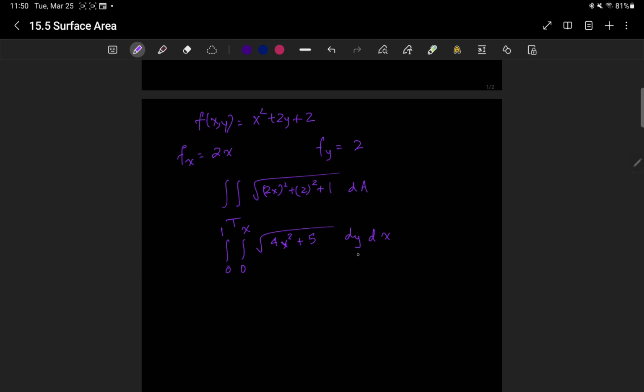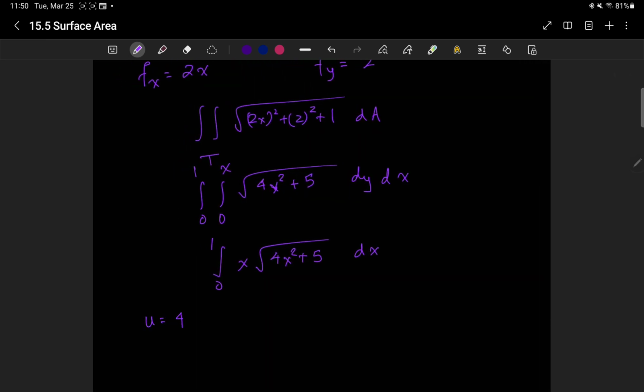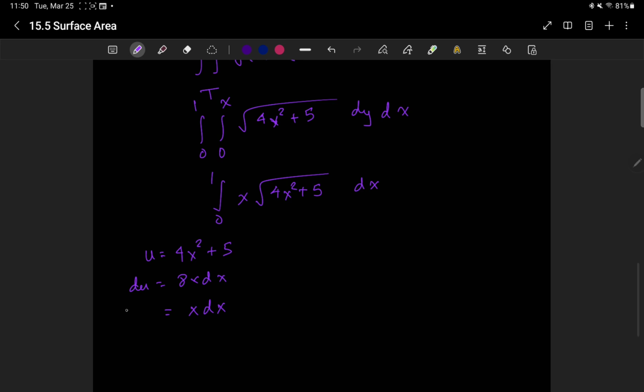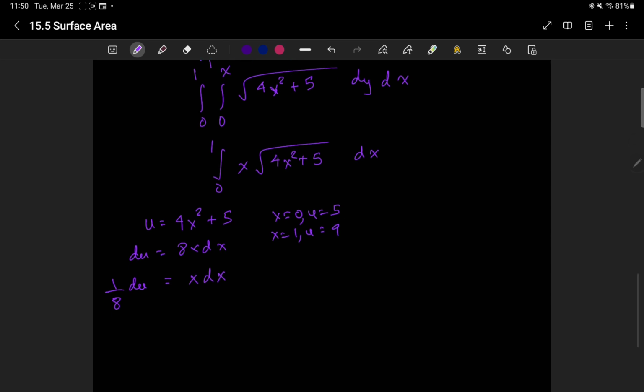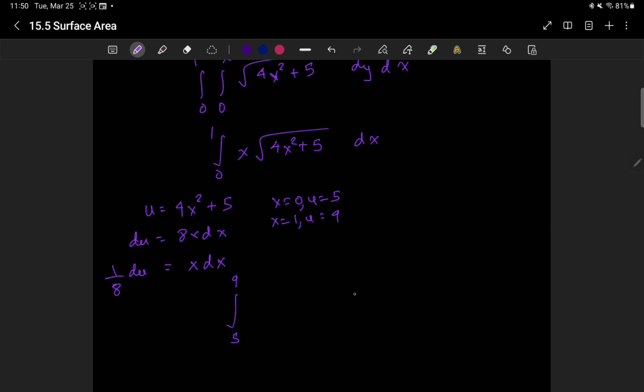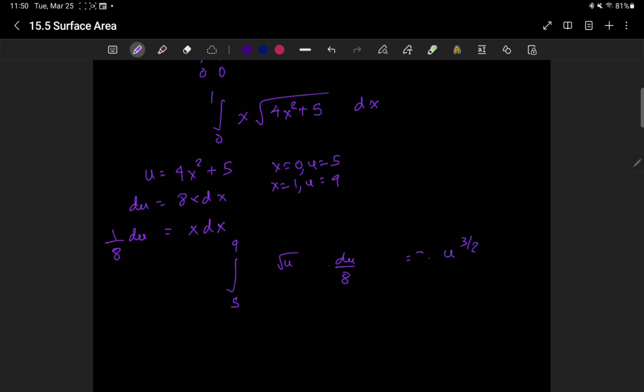Since the first integral is with respect to y, this becomes the integral from 0 to 1 of x times the square root of 4x squared plus 5 dx. And now this can be done using u-substitution. If I let u be 4x squared plus 5, I get du is 8x dx, and x dx is 1/8 du. Limits: when x is 0, u is 5, and when x is 1, u is 4 times 1 plus 5, which is 9. So I get the integral from 5 to 9 of the square root of u du over 8. So u to the 3 halves times 2 thirds, and there's also the 8, from 5 to 9. So I get 1/12 times (9 raised to 3 halves minus 5 raised to 3 halves).